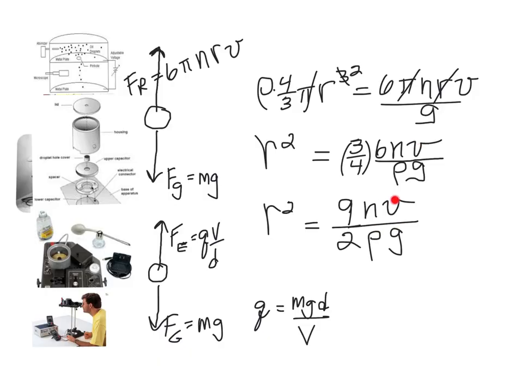Viscosity of air, the velocity, we measured the distance and the time, so we have that. The density of the oil, we have that. This is 9.80, we have that. So we have all these numbers. We can calculate the radius of the drop. And then using the density equation, we can calculate the mass of the drop, and you'll be asked to do that in the assignment. And once you have the mass of the drop, then you can calculate the charge on the drop.